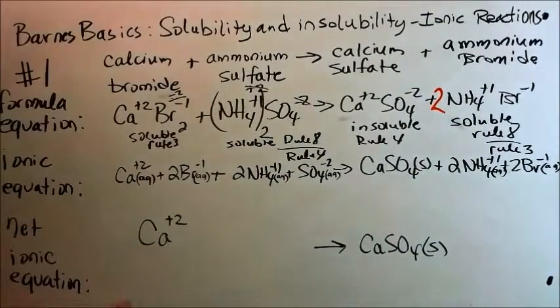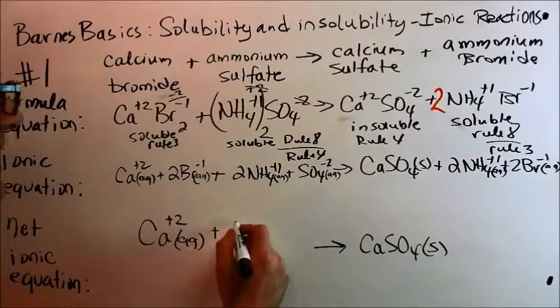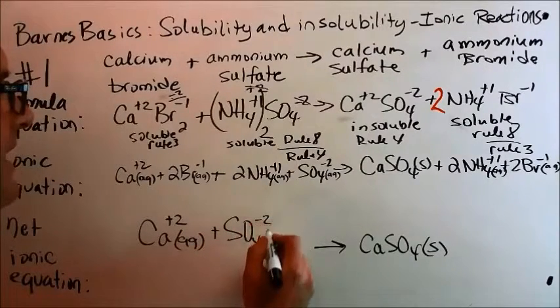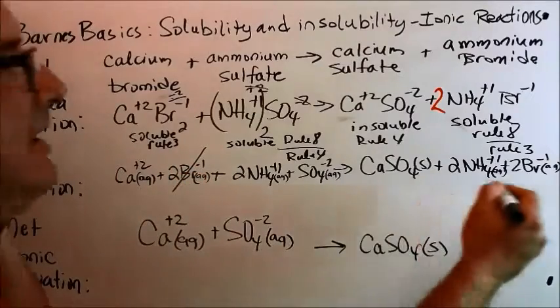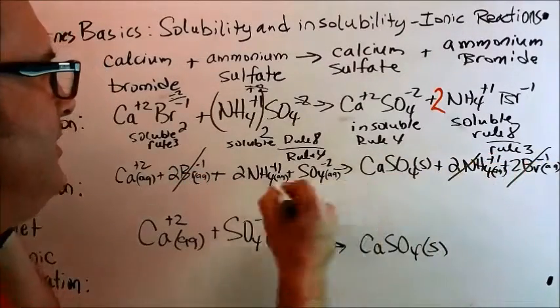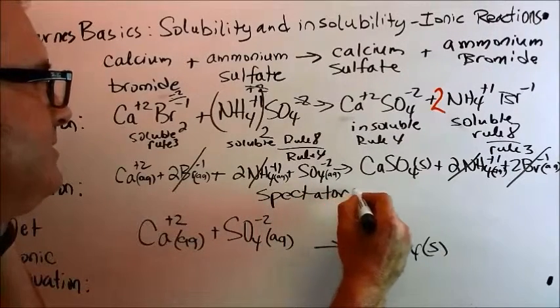So in this net ionic equation, we will add in the ions that contribute to this precipitation. In this case, we have calcium in an aqueous solution, and we have sulfate in an aqueous solution, and those are the 2 contributors to this net ionic equation. The ones that are not participating can be crossed out, and these are called spectator ions.